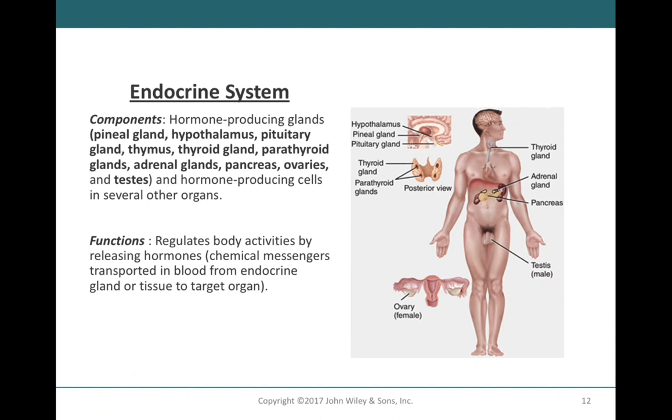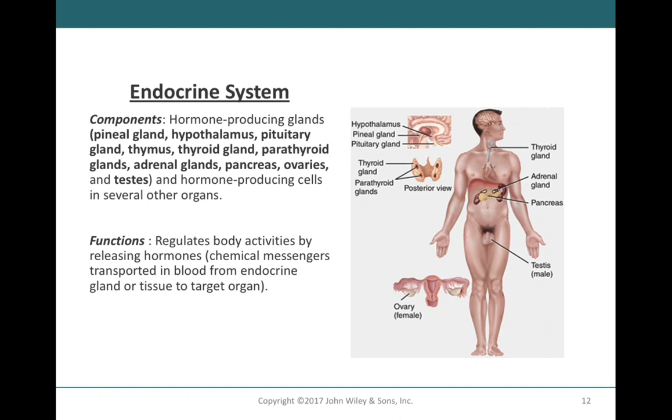So again, we're not going to be touching much more on the endocrine system, but I would like you to know these different glands, and I want to make this a little easier on you in that their function is pretty much all going to be the same. The function of all endocrine organs is to essentially regulate our body activities by releasing hormones, and those hormones are essentially going to be diffusing into the bloodstream.